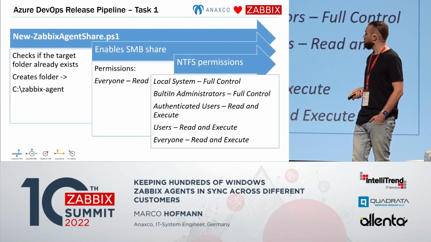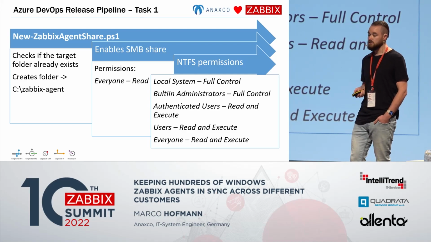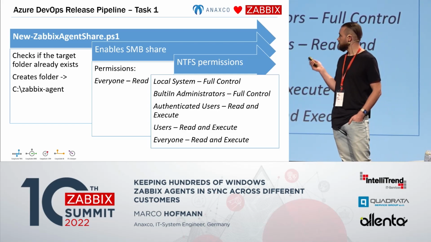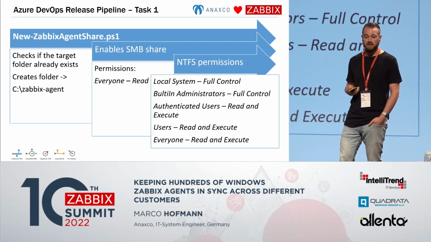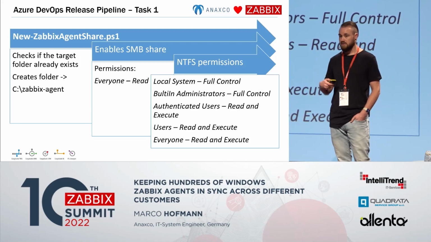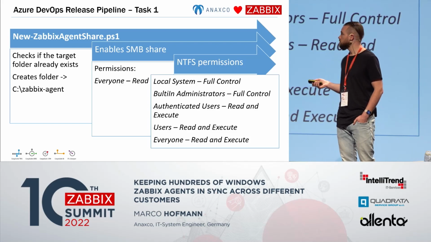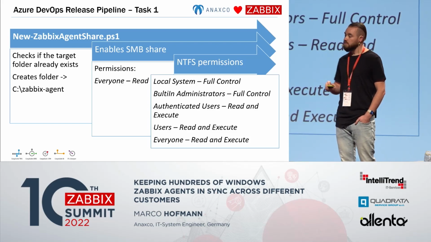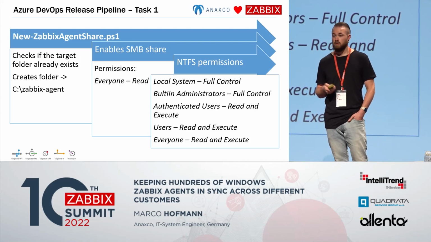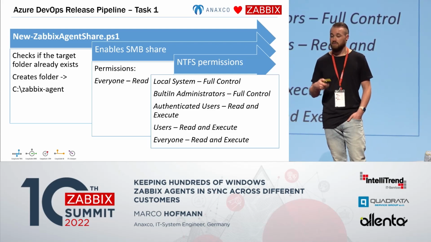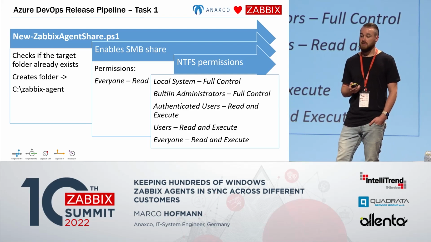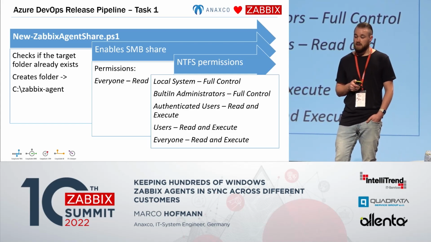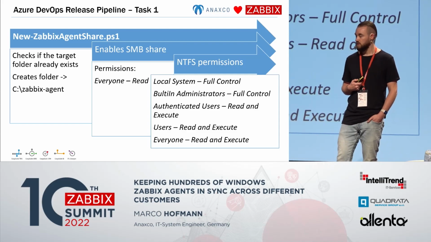First is a script which I call new Zabbix agent share.ps1. The script first checks if the target folder already exists, and if not, it will create the folder, for example, when it's a new customer. Then it will make this folder an SMB share with the appropriate permissions. And finally, it will always override the NTFS permissions to make sure every folder is secured, should we decide to alter these permissions afterwards in the script.